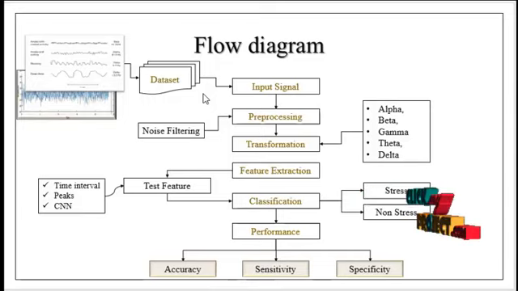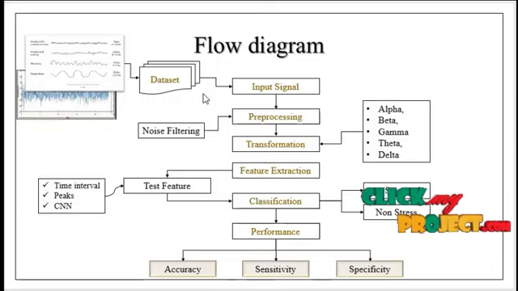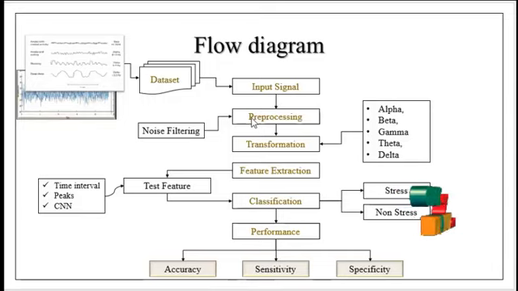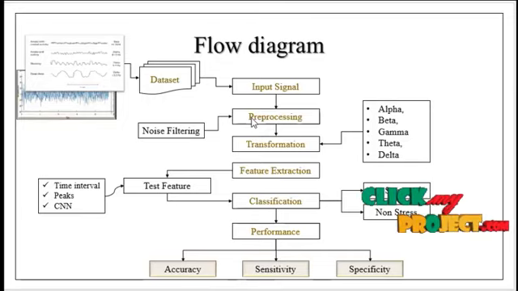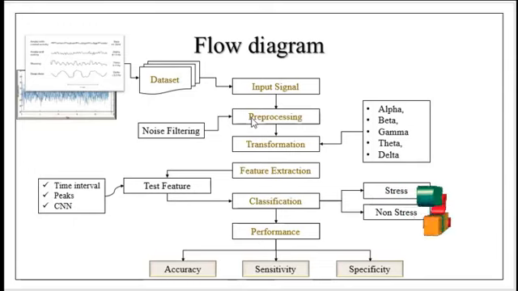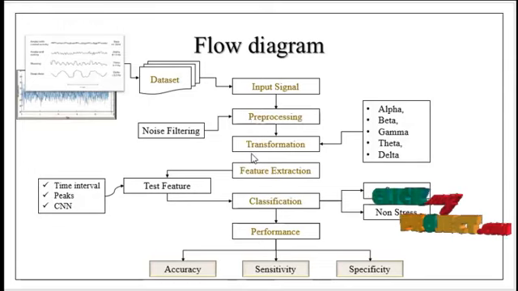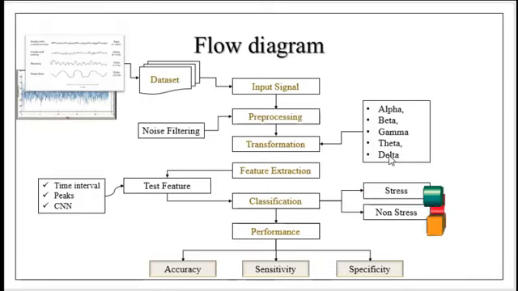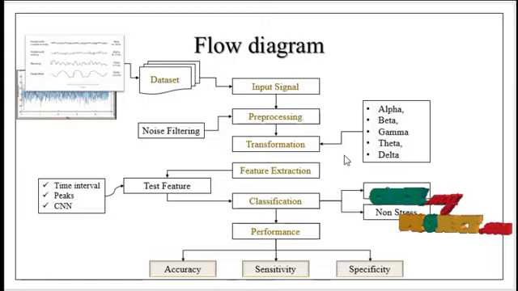After getting any one signal from the dataset, we move to the second stage of the project, that is the pre-processing. In this pre-processing, we mainly consider the signal limitation, and then noise filtering is carried out. After that, we move to the third stage of the project, that is the transformation. We transform the original raw signal into subbands like alpha, beta, gamma, theta and delta.